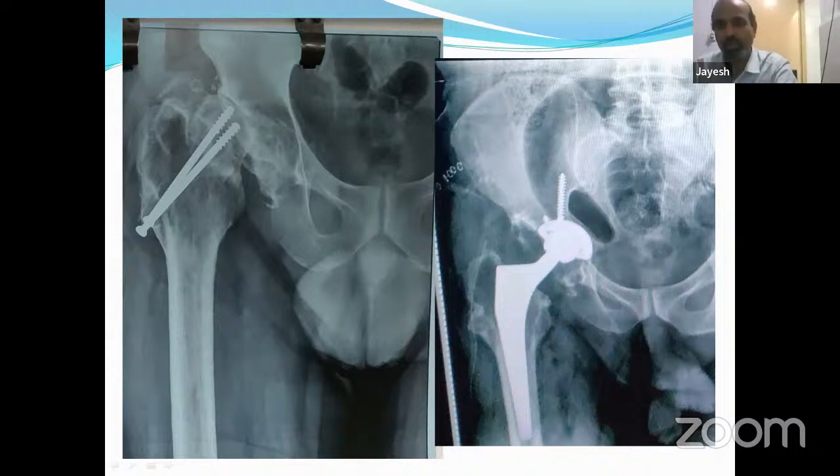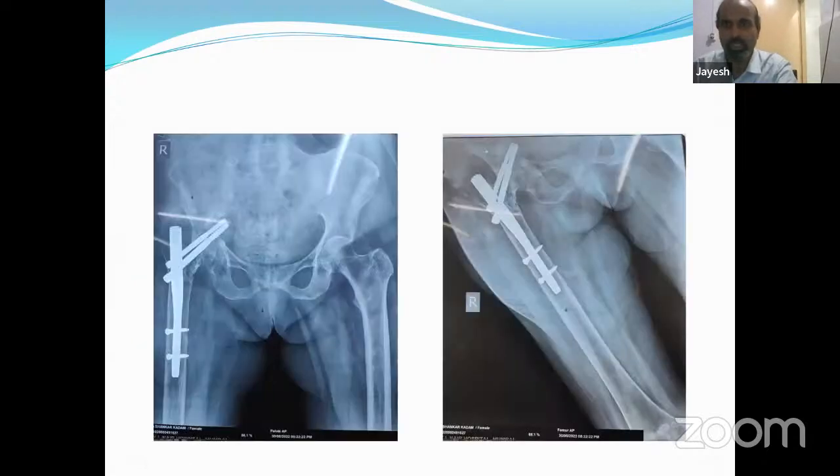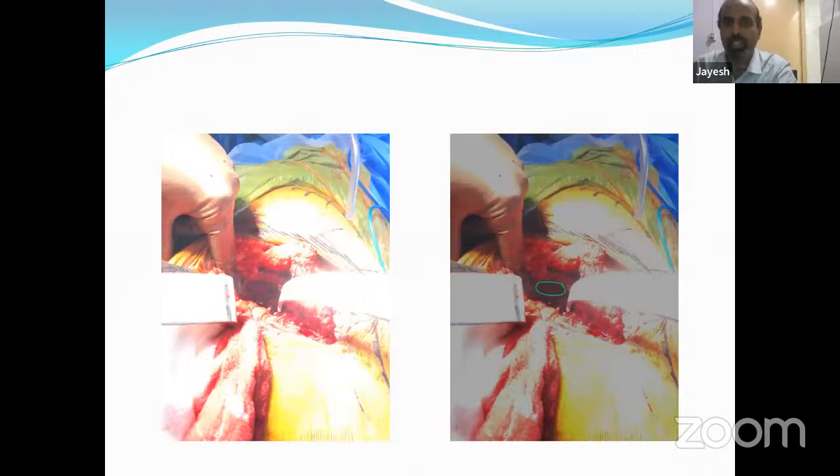I'll be showing one more complication. This is a 62-year-old male operated with a PFN 7 months ago. The implant had cut out and the infection profile was negative. So this is his pre-op X-ray. Intra-op, when they were operating, they found an acetabular defect, which they packed with bone grafts. The cup went in nicely, but on the femoral side, when they started using the broach, at the final broach, they heard a crack. So then they got an image intensifier, and they realized they had a periprosthetic fracture.